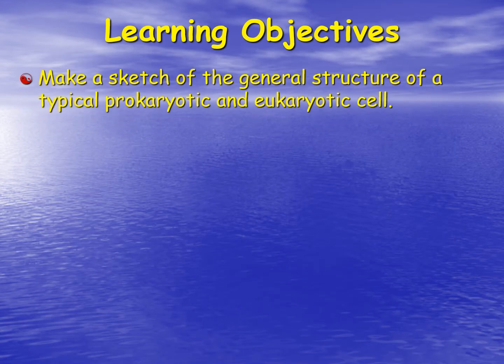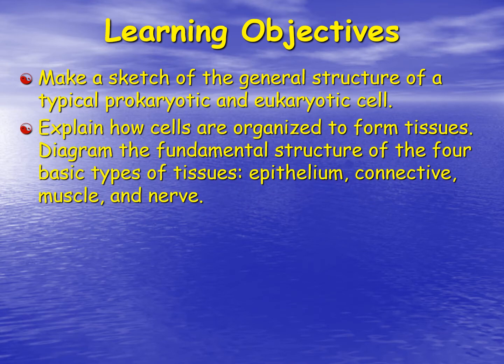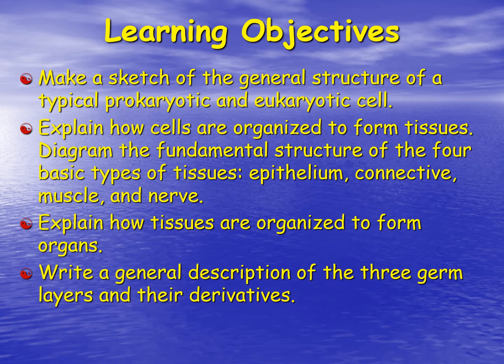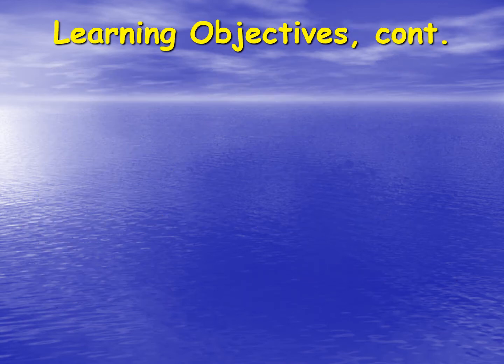So the learning objectives of Chapter 2 are to be able to make a sketch of the generalized structure of the typical prokaryotic and eukaryotic cell and to know what the major structures are of the eukaryotic cell. Explain how cells are organized to form tissues, and be able to diagram the fundamental structure of the four basic types of tissues: epithelial, connective, muscle, and nerve. Explain how tissues are organized to form organs, and write a general description of the three germ layers of the embryo and what is derived from each of these germ layers.